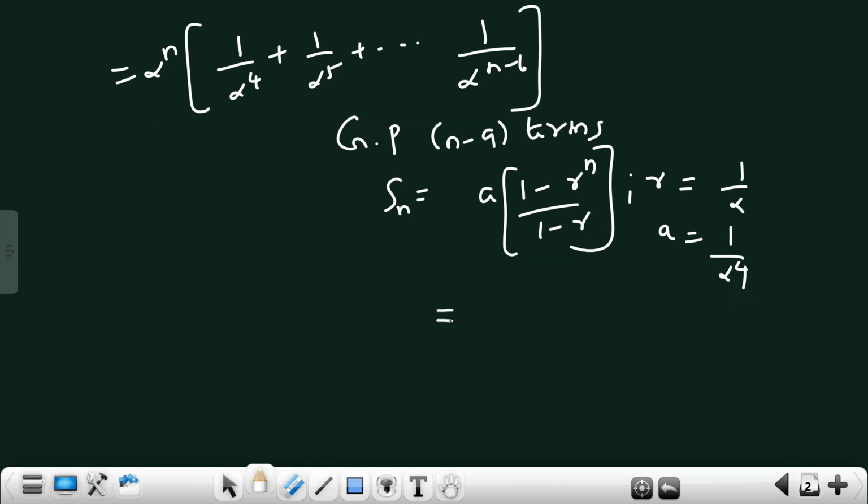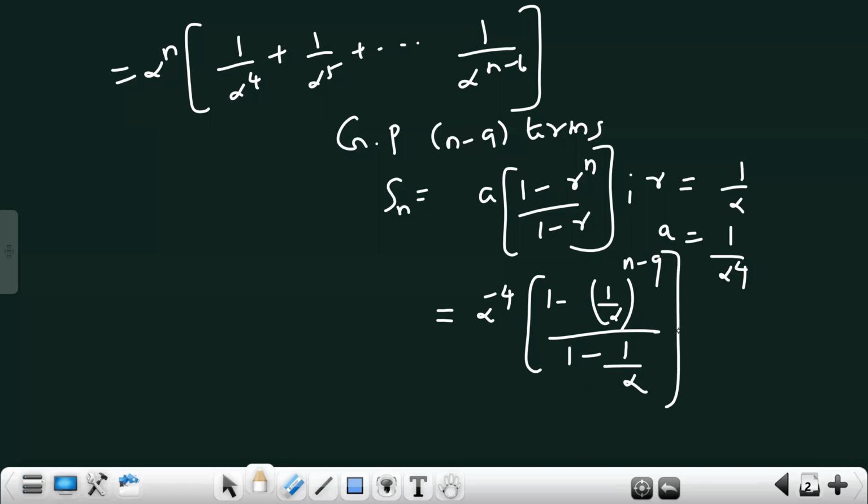So this general equation can be modified like this. A is alpha to the power minus 4, since 1 by alpha raised to 4 is alpha to the power minus 4, into 1 minus common ratio, which is 1 by alpha, to the power, how many terms are there? n minus 9 terms, divided by 1 minus alpha. Now you need to simplify this.